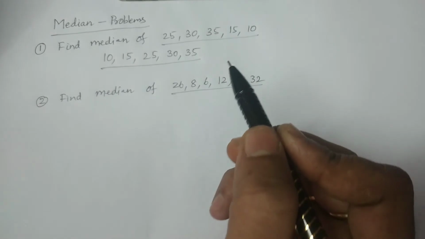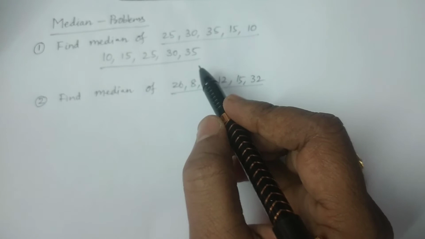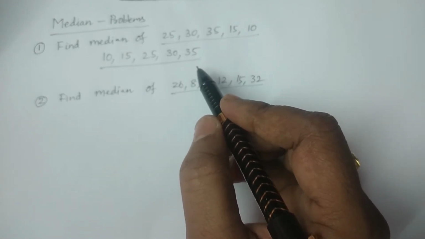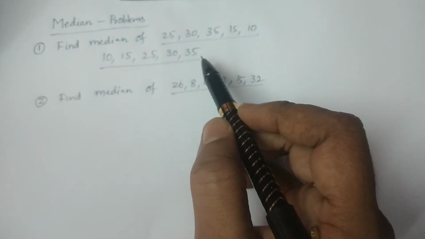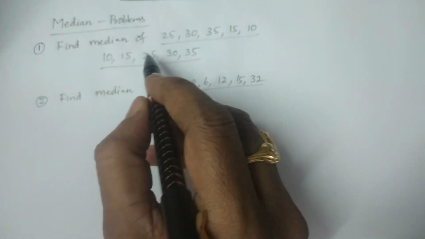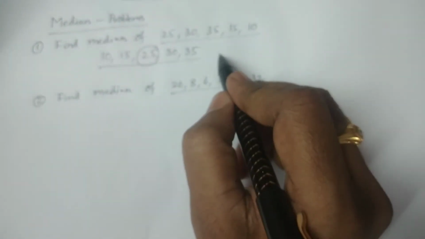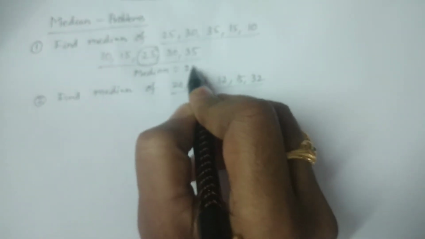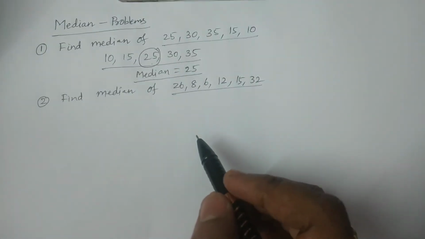Then you see we have arranged in the ascending order of magnitude, and now you have to observe how many values there are. That is, how many observations are there. 1, 2, 3, 4, 5. If you have an odd number of values, then the exactly middle value, that is 25, is nothing but the median. So the median of this particular data is 25. Do you understand this? It is a very simple calculation.